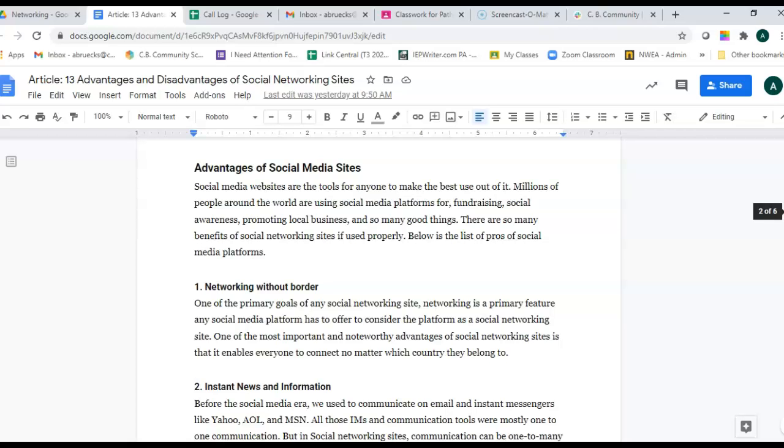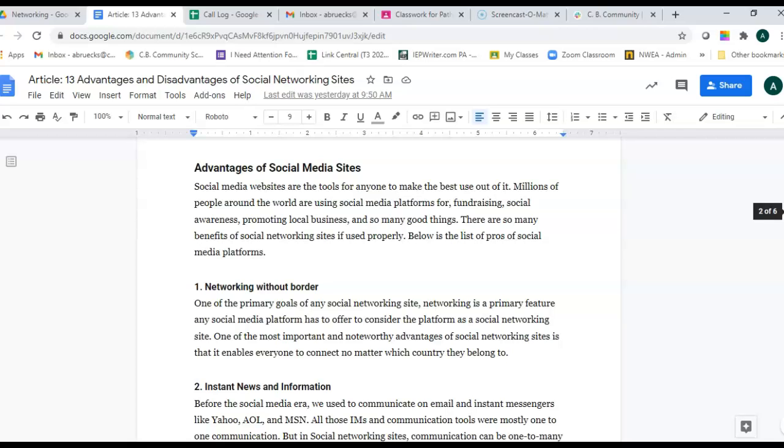And we're talking about networking, so that's why I thought it would be a good idea to read this article. Number 1, networking without border. One of the primary goals of any social networking site, networking, is a primary feature any social media platform has to offer to consider the platform as social networking site. One of the most important and noteworthy advantages of social networking sites is that it enables everyone to connect no matter which country they belong to.